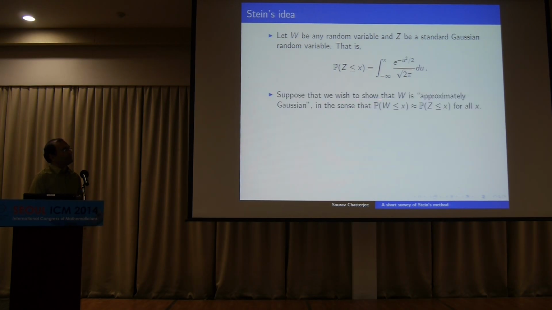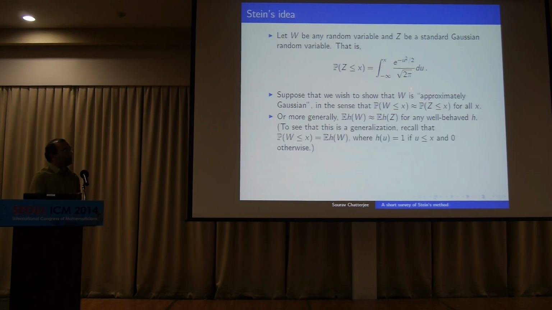And suppose we wish to show that W is approximately Gaussian in the sense that these quantities are approximately equal for all x. Or more generally, the expectation of some function of W is approximately the expectation of the same function of Z for any well-behaved h. So just note that this is a special case of this where you take h to be an indicator function. If you take h to be 1 if U is less than or equal to x and 0 otherwise, this is equal to this. So this is a generalized version of this approximation.